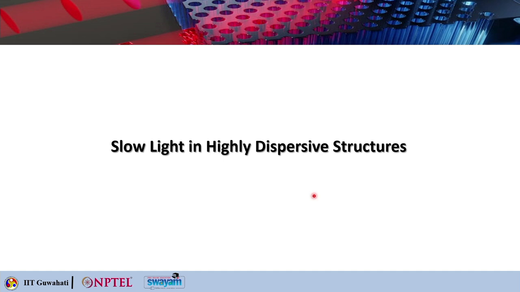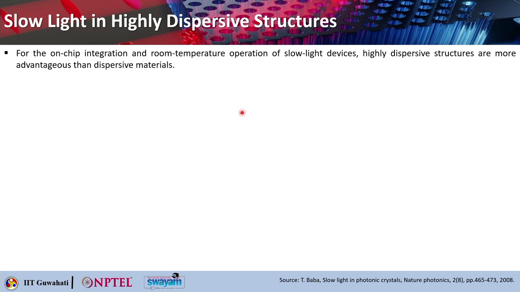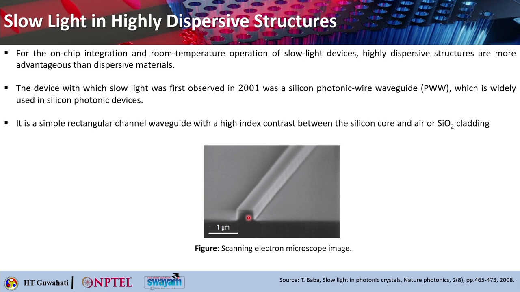Now, we will look into slow light in highly dispersive structures. For on-chip integration and room temperature operation of slow light devices, highly dispersive structures are more advantageous than dispersive materials. The device with which slow light was first observed in 2001 was a silicon photonic wire waveguide, or PWW, which is widely used in silicon photonics. This is the scanning microscope image of that photonic wire waveguide.